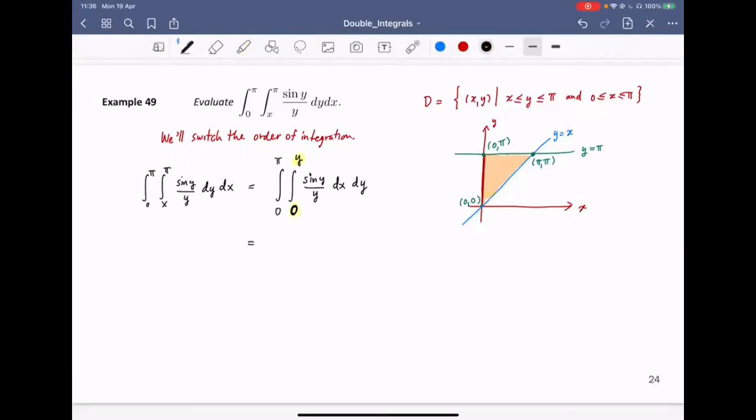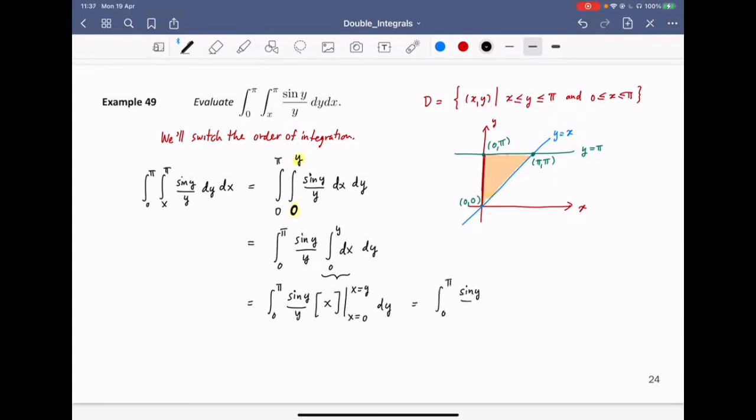After you switch the order of integration, you can see it's so easy because we can pull out sine y over y, and then integrate. The inside thing, I integrate dx, I get x, and then I evaluate x equal to y, x equal to 0, dy. That is the integral from 0 to pi of sine y over y times y minus 0 dy. And then you can see, good, I have a cancellation, y and y.